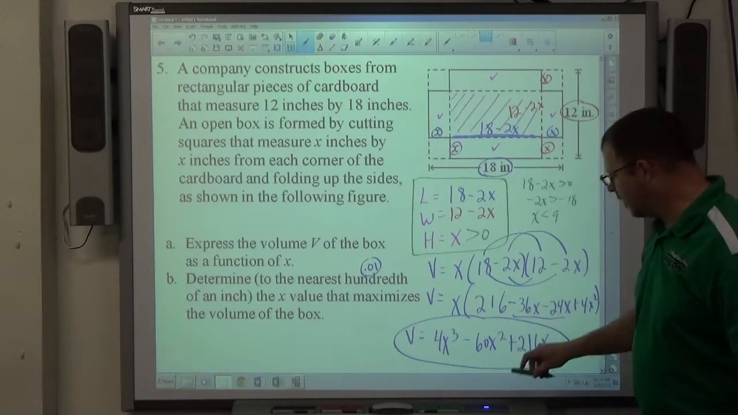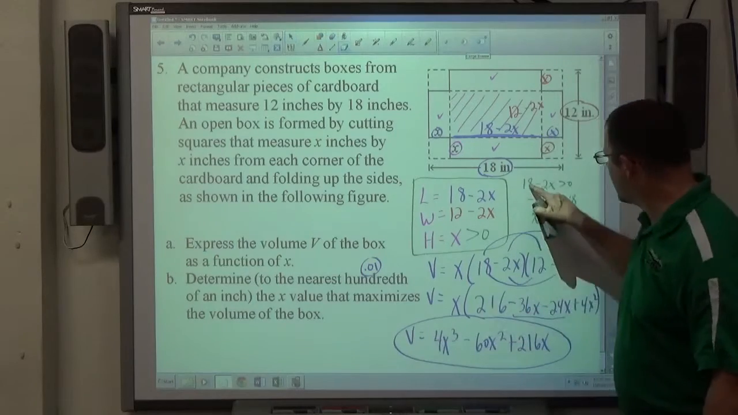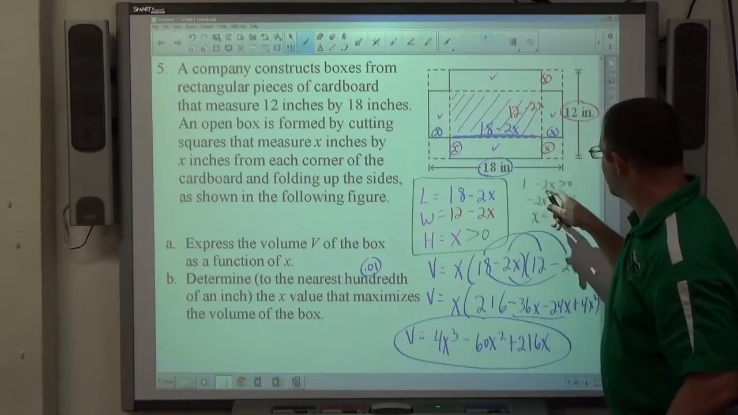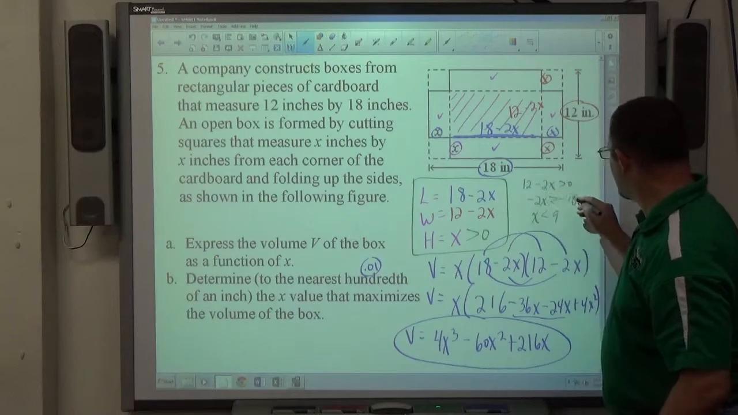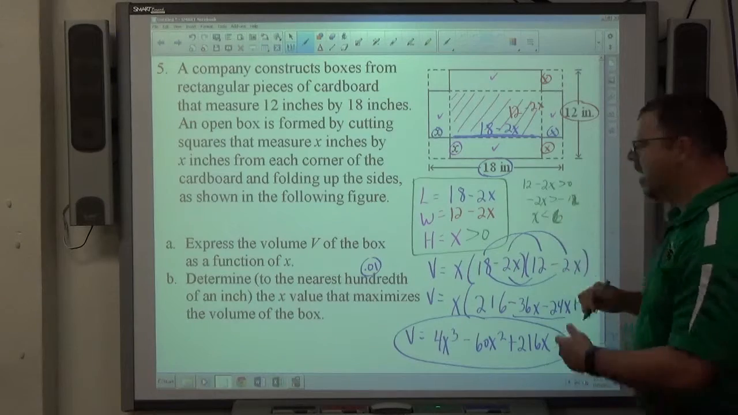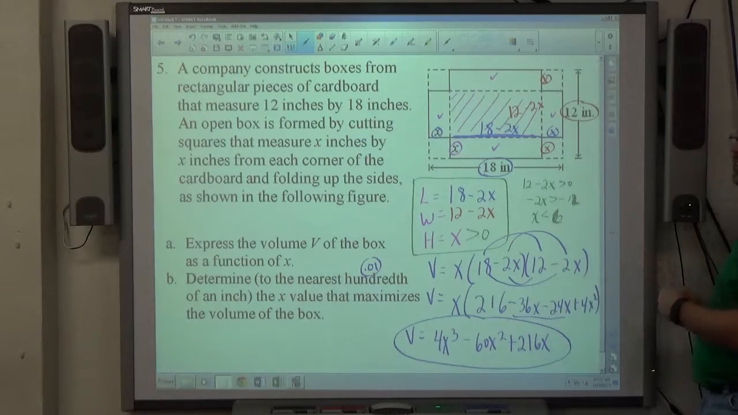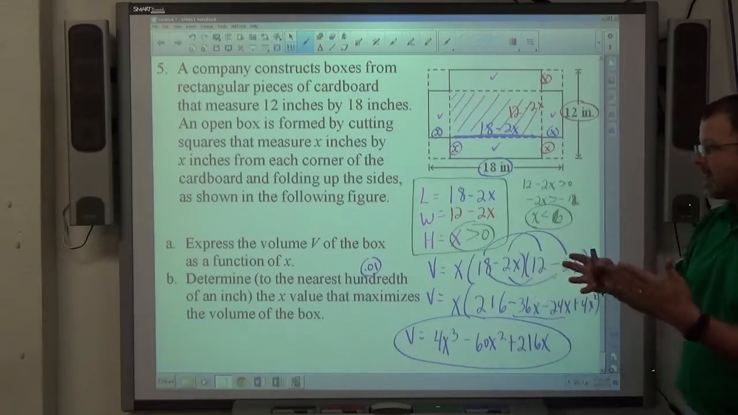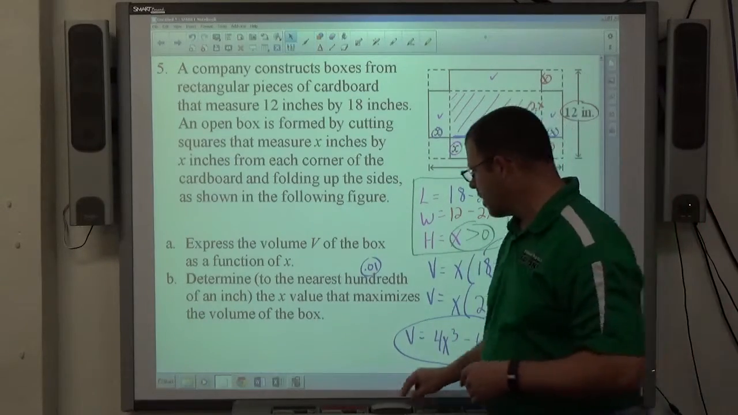If I do the same thing to 12 minus 2x, make this a 12 instead of an 18, that makes this a 12 instead of an 18, which makes this a 6 instead of a 9. X is less than 6 and x is less than 9, we take the smaller one. So x less than 6, x greater than 0, x has to be between 0 and 6.